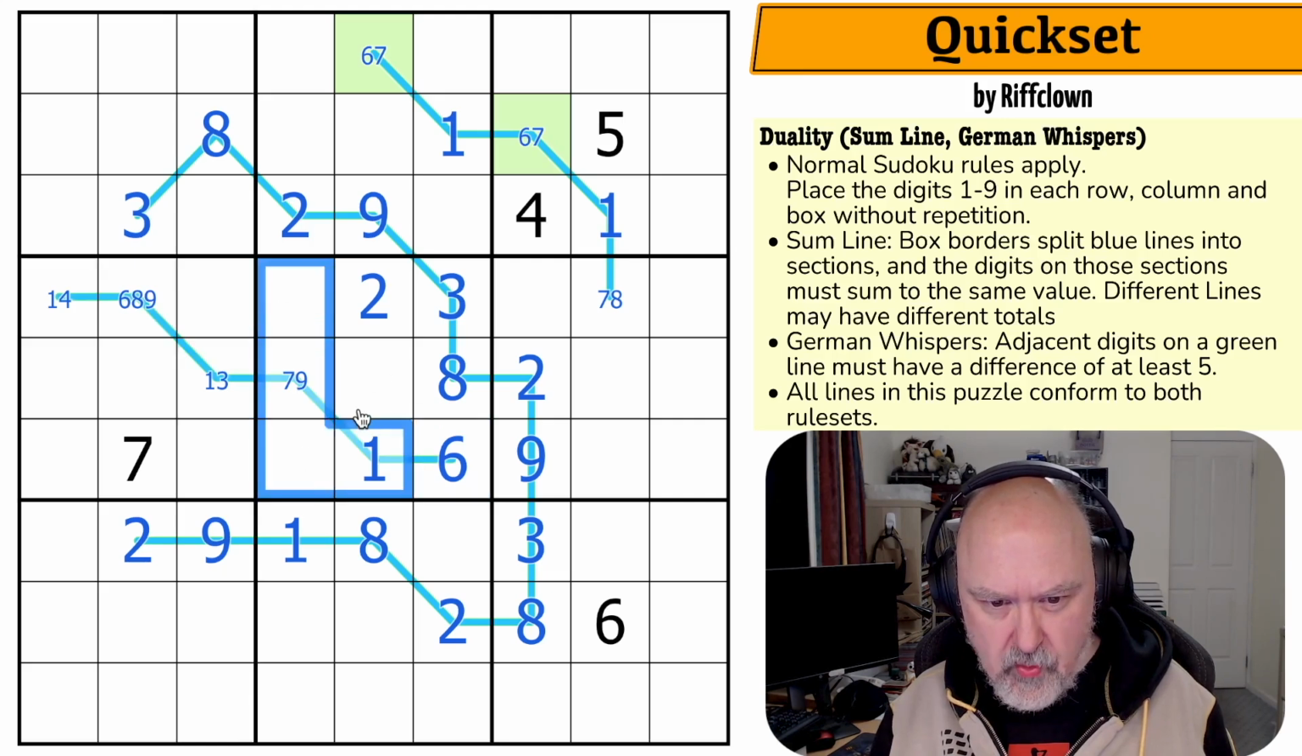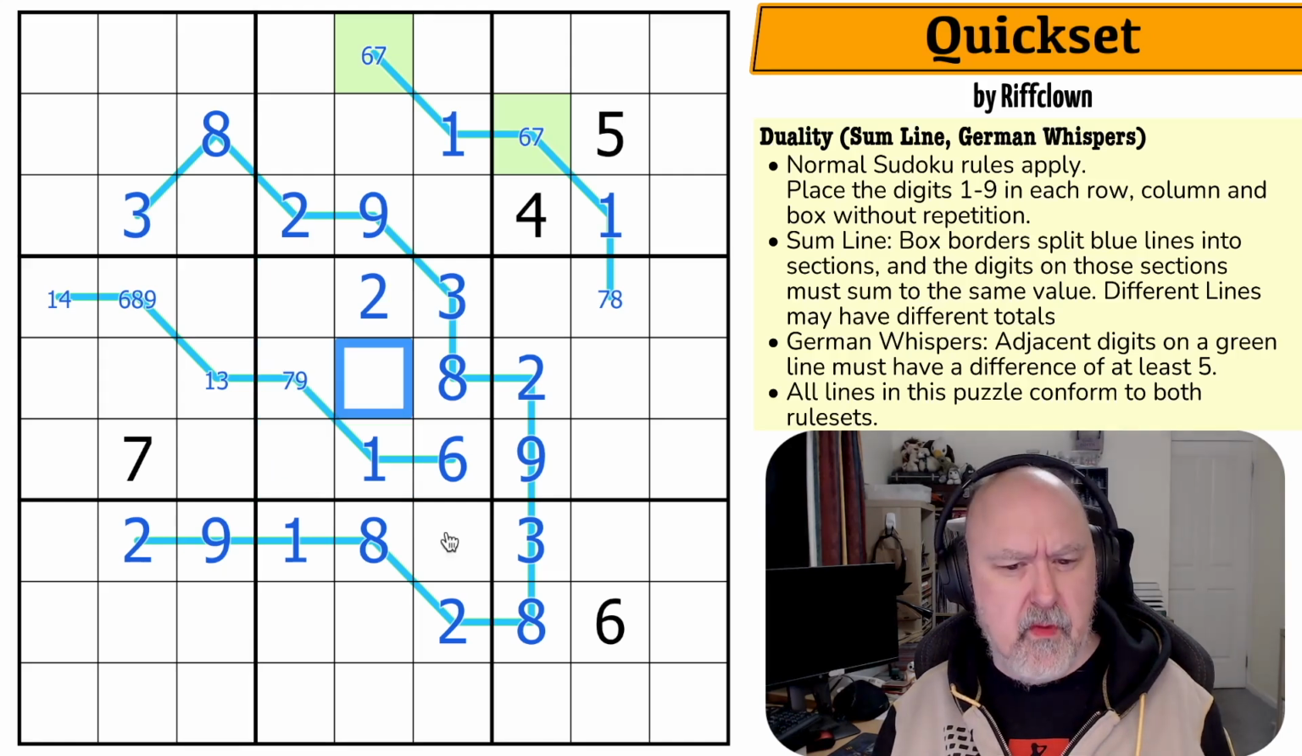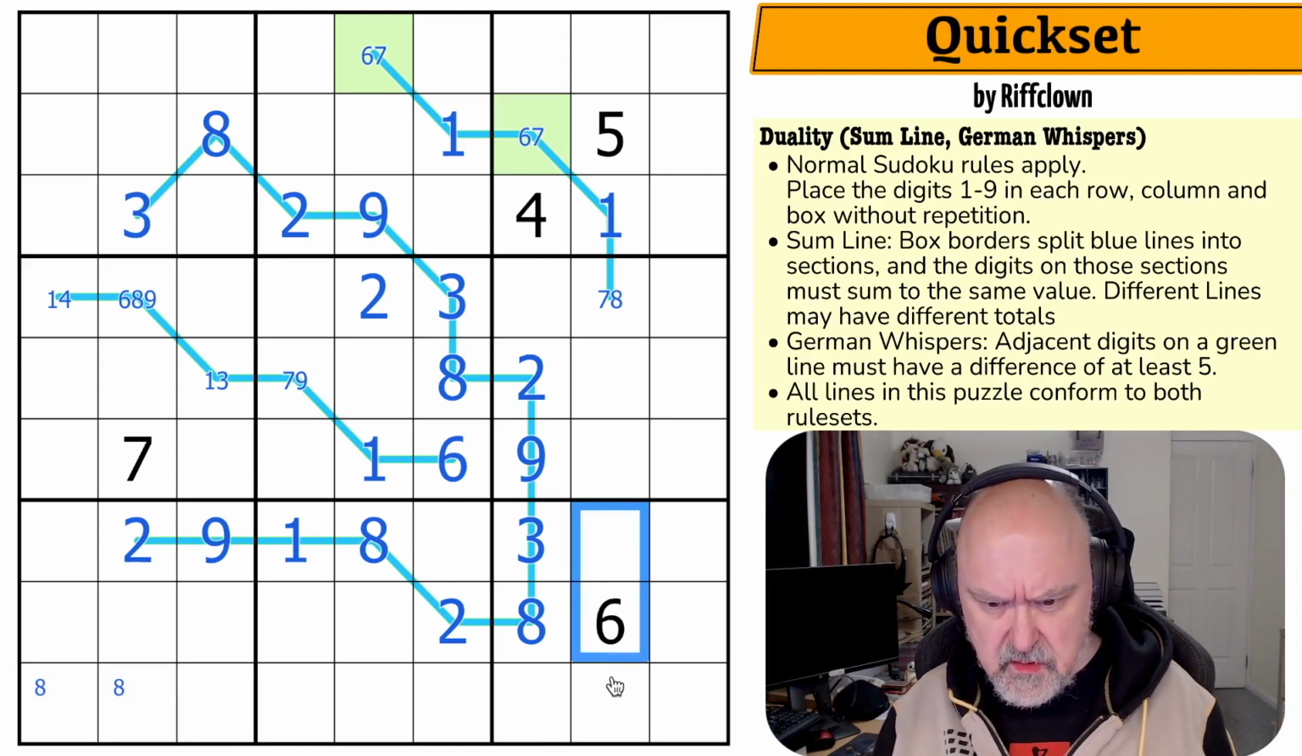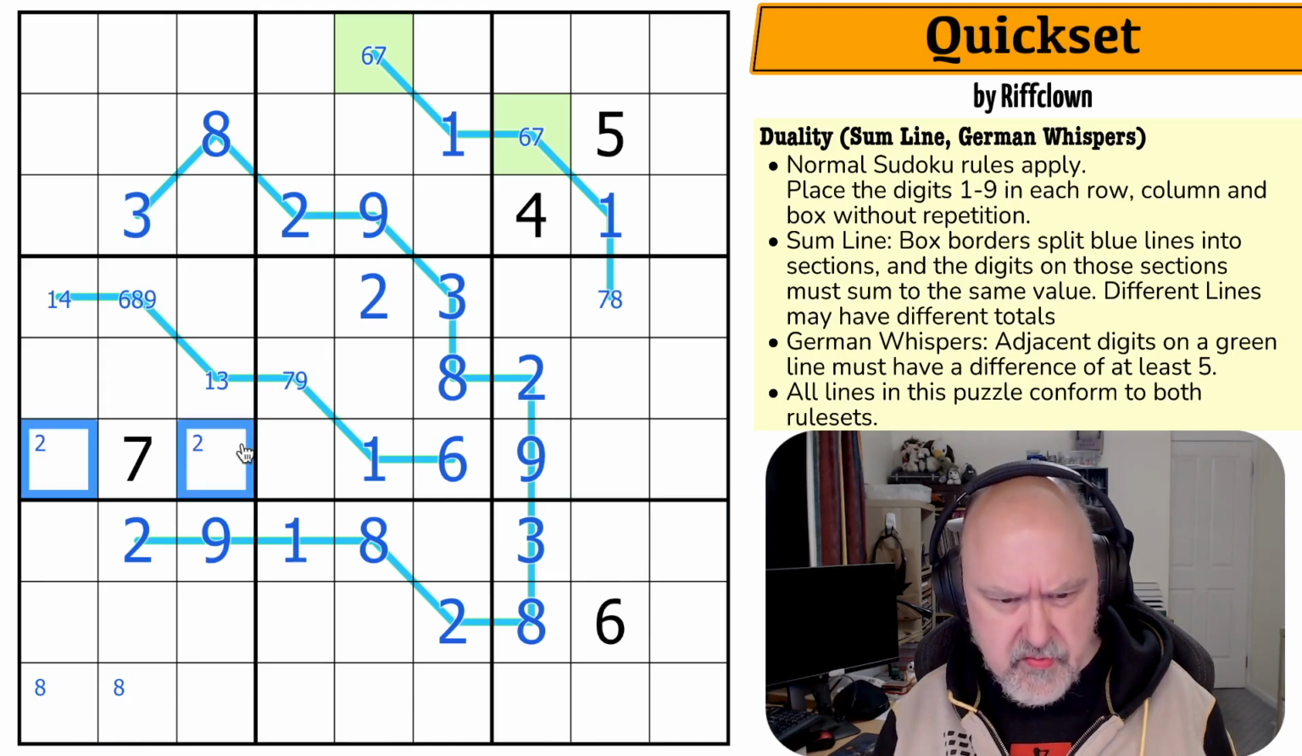I've got to put a 4 in here somewhere. I've got to put a 5. 4, 5, 7, 9 goes. Well, 9 is in one of those. Okay, let's try and do some more Sudoku. 8 is down here. 1, no. 2 is in one of those two.